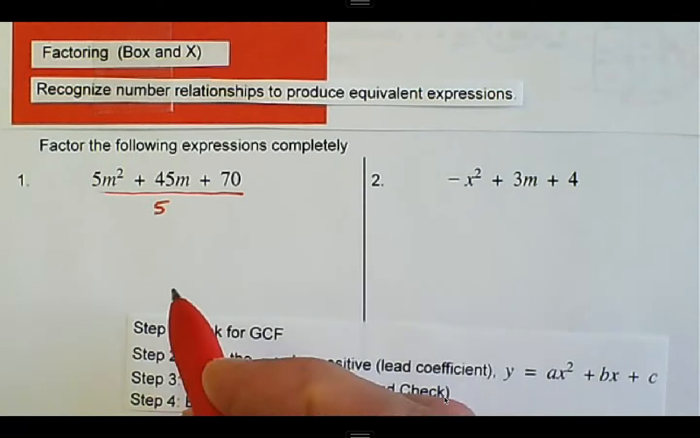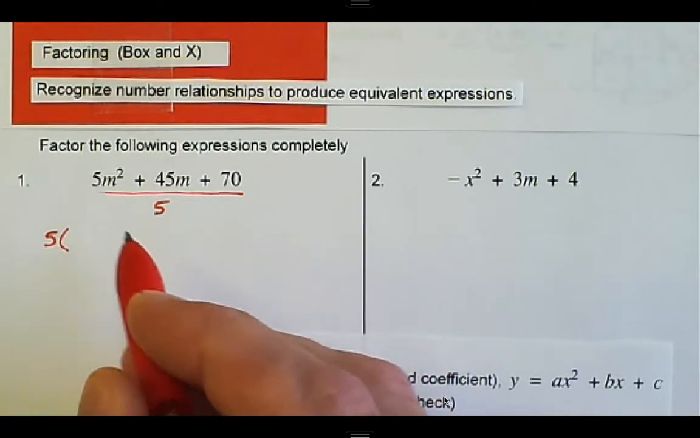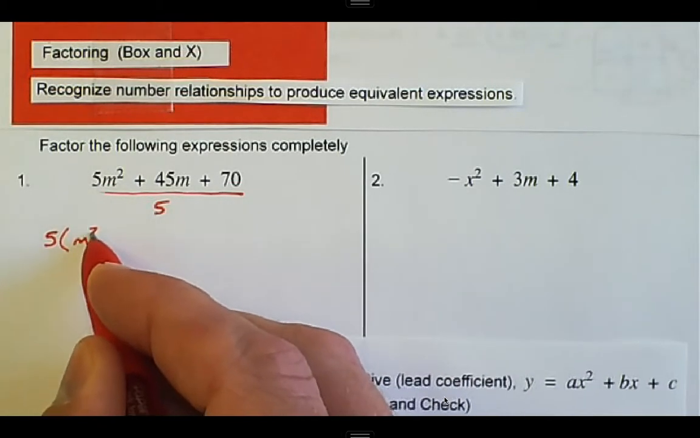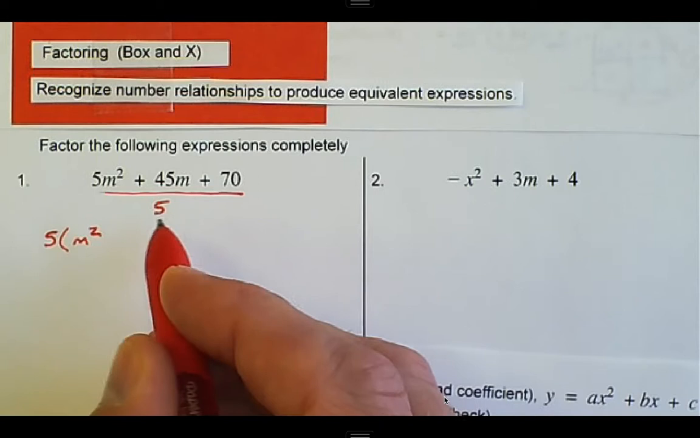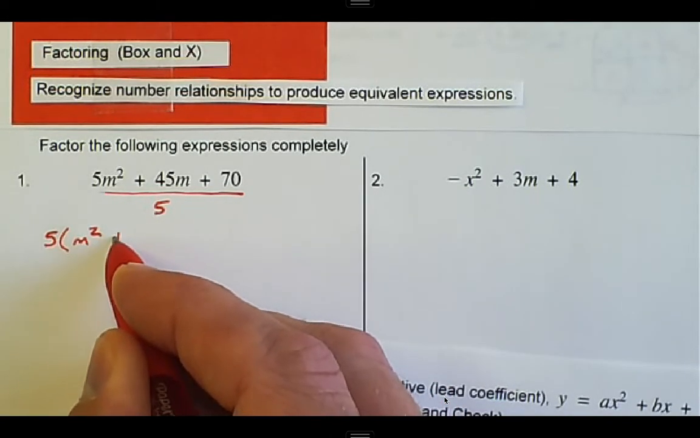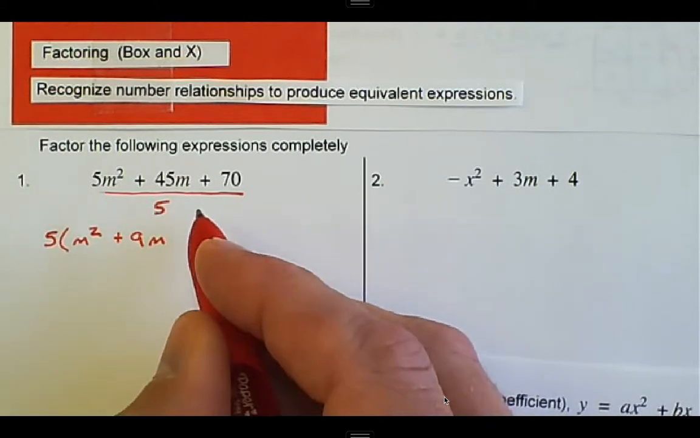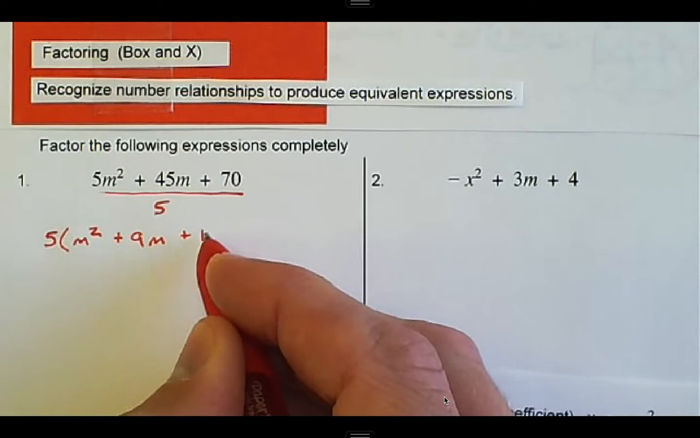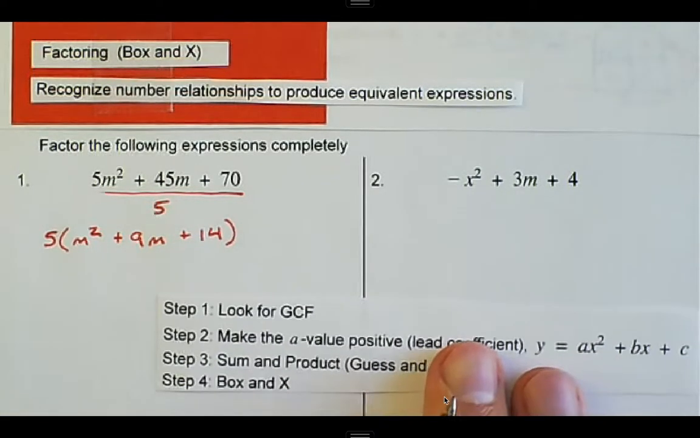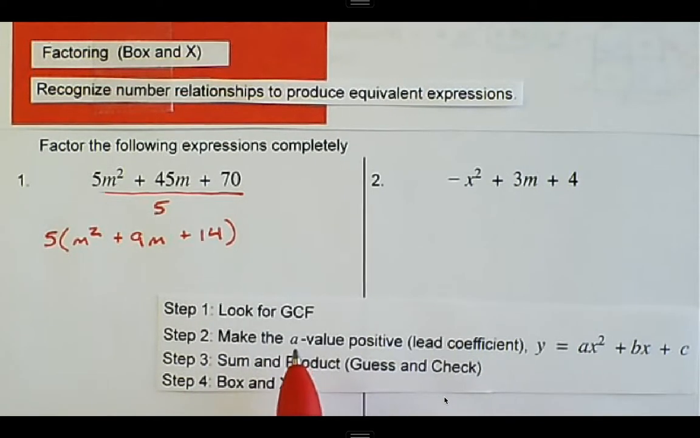And so if we factor 5 out, we still have our 5 on the outside of the parentheses. 5m squared divided by 5 is m squared. 45m divided by 5 is 9m. And 70 divided by 5 is 14. So the first thing is look for any common factors. We did that. The next thing is make the a value positive.